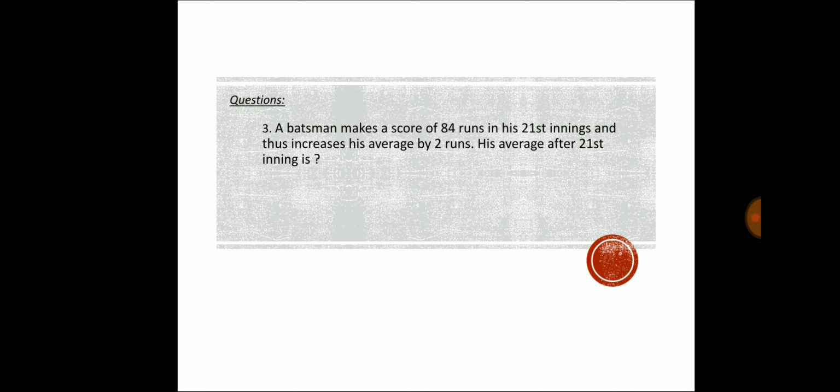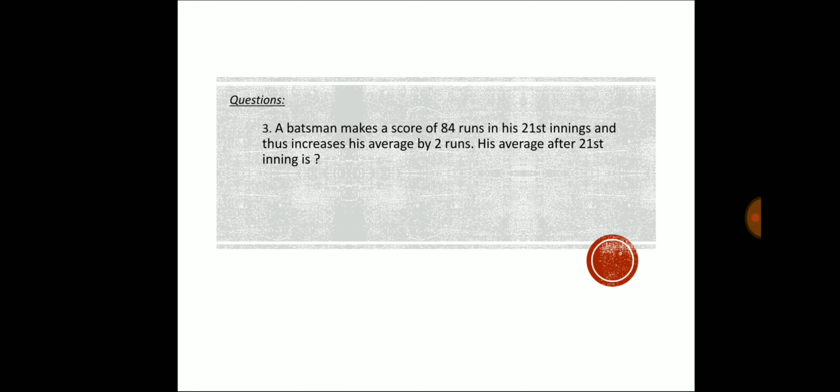A batsman makes a score of 84 runs in his 21st innings, thus increases his average by 2 runs. His average after the 21st innings is, again, keeping this very simple, 84 runs is scored in the 21st innings. So he has scored 84 in his 21st innings, because of which the average increases by 2 runs. So we should understand that he had scored some runs more than the actual average. That's why the average gets increased by 2 runs for all 21 innings. So his actual average should have been different, and after this innings it is getting added by 2 runs for all 21 innings.